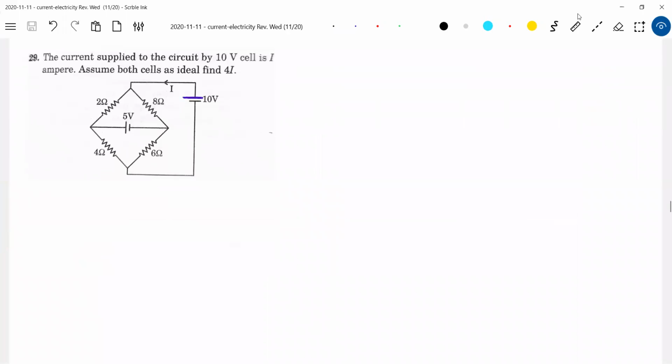Take help of this one. How many loops are there? Three loops. Writing three equations, you can also solve. I suggest you apply KCL. It will be better. It is asking for an expression for current. So this current I will be I1. Say now, what is the difficulty you are going to face?